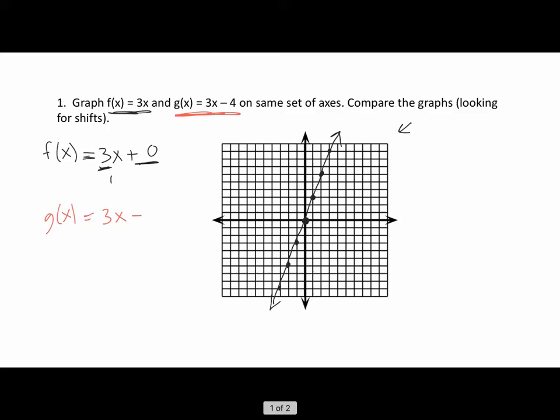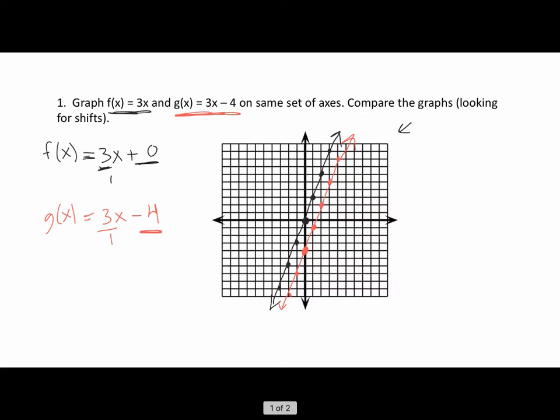G of x is 3x minus 4, so we can start with the y-intercept, a negative 4 here on the y-axis. And then the slope is the same, so it goes up 3 as we go right 1. Or we could go left as long as we go the opposite, so down 3. And connect those together to form your line.